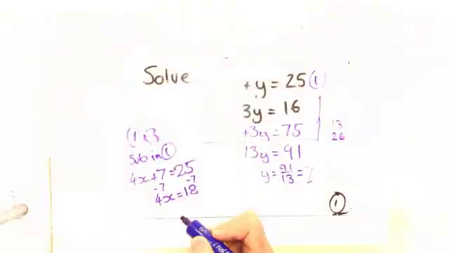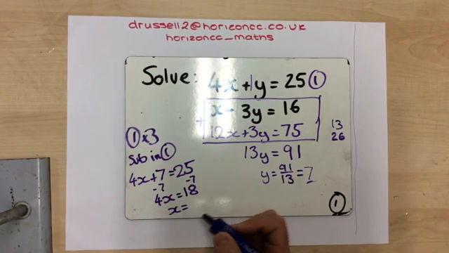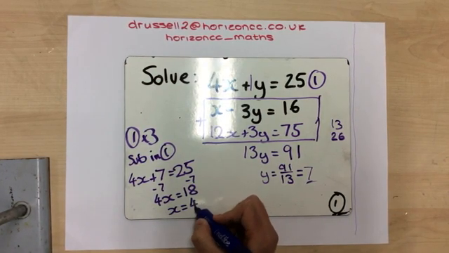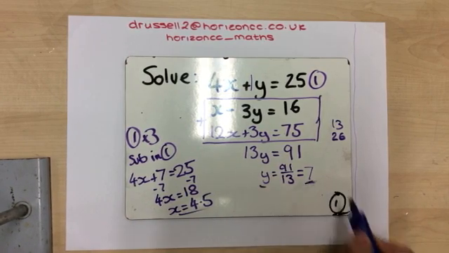Okay, now I've got 4x equaling 18. I can find a single x by dividing my 18 by 4, and I get 4.5. So I've got a value for x and a value for y. Okay, that was simultaneous equations.